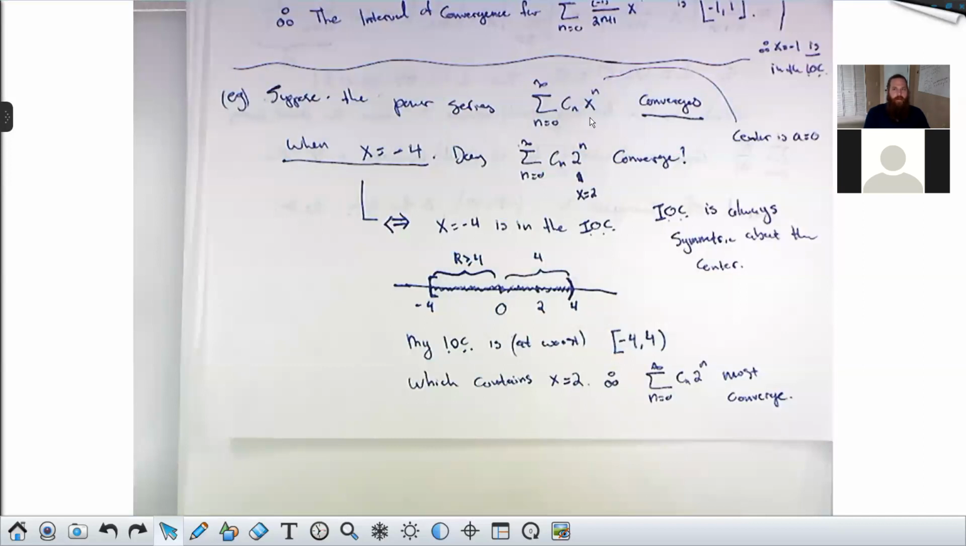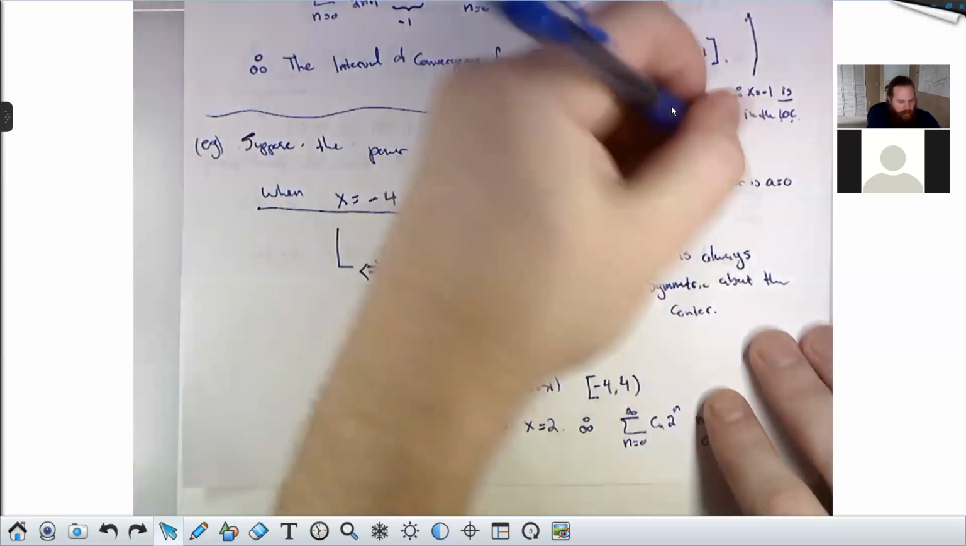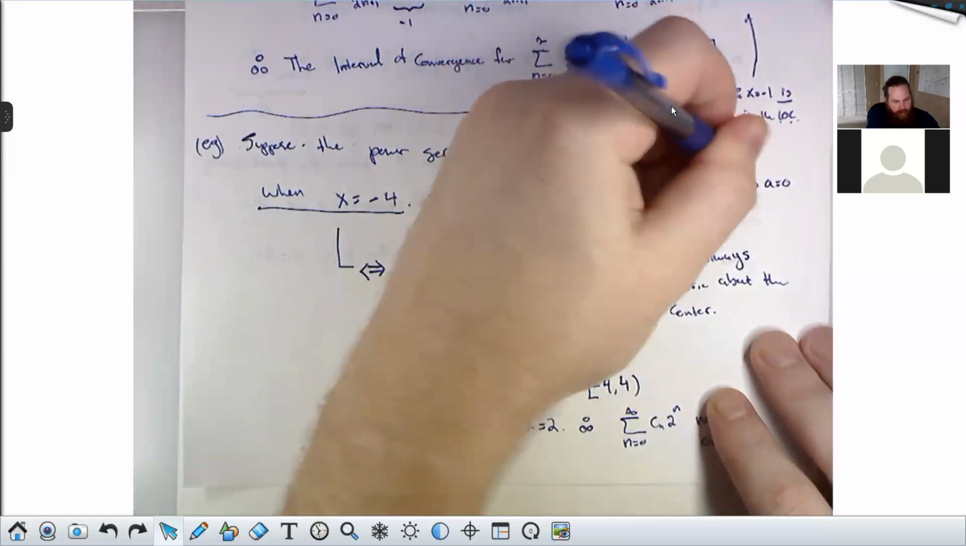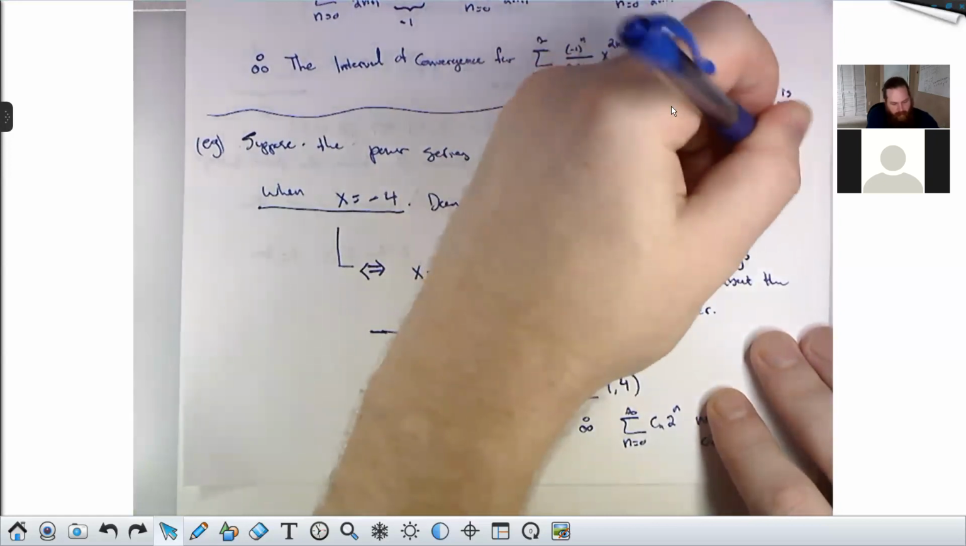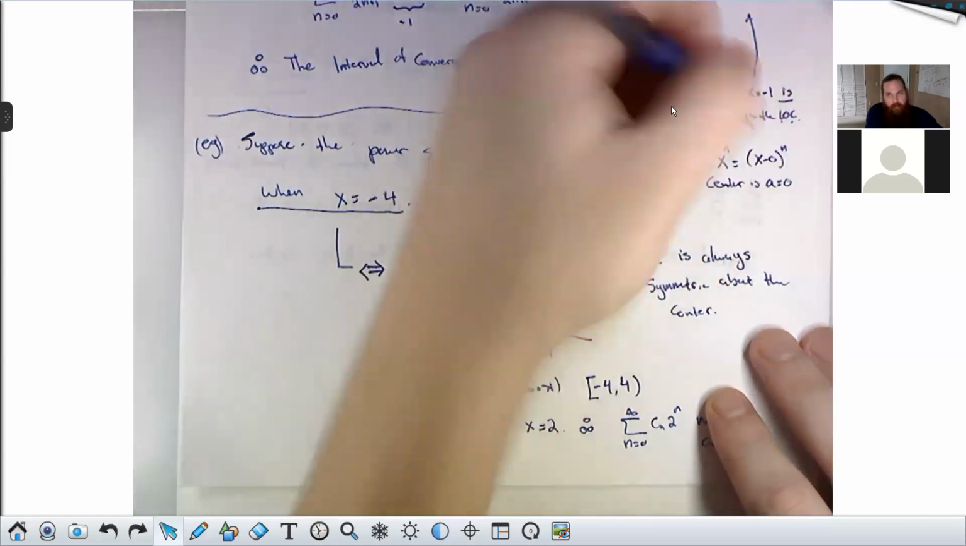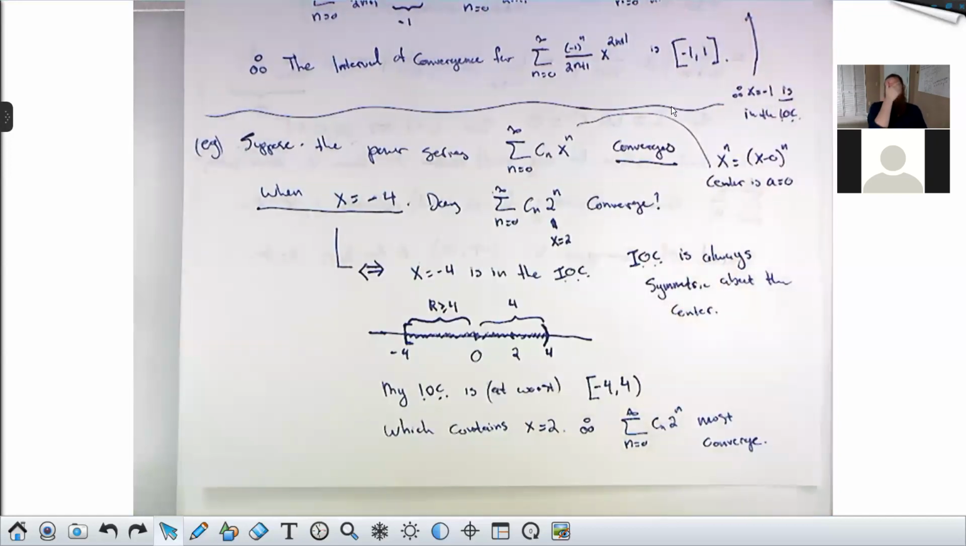No, the center is just an algebra thing. X to the n is x minus 0 to the n. So TFD, we don't really use that a lot with power series. TFD is not super relevant here. So yeah, x minus 0 to the n is the same as x to the n. So my center is 0.